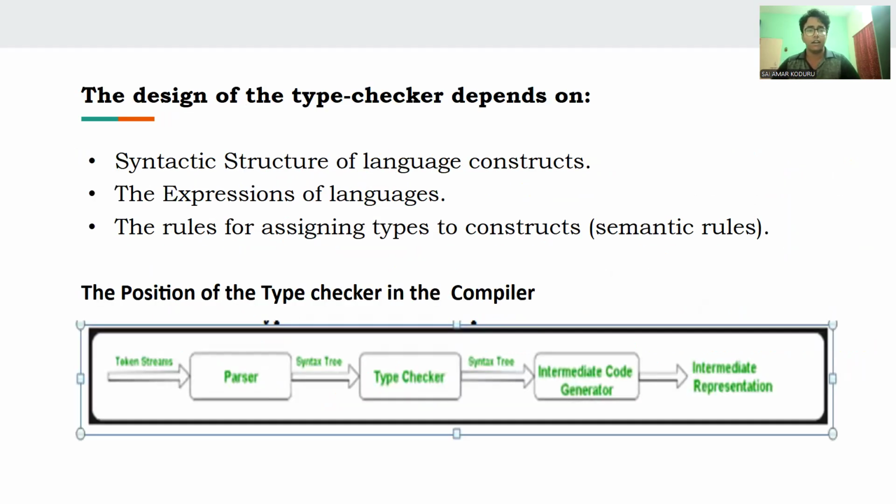Now let's go over what the design of a type checker depends on. These are direct points, not explanatory. Syntactic structure of language constructs, the expressions of the language, the rules for assigning types to constructs, basically the semantic rules. Now, the position of type checker in a compiler.